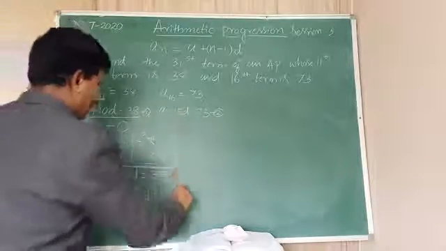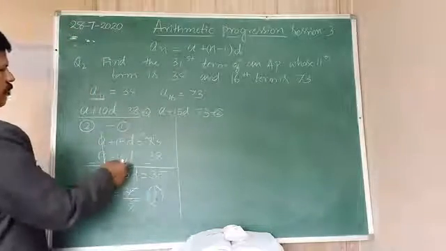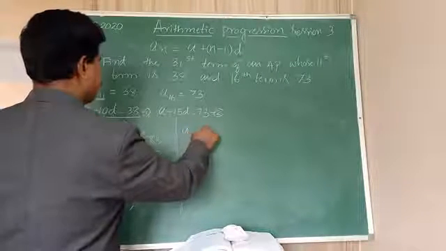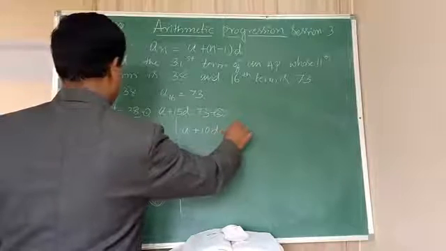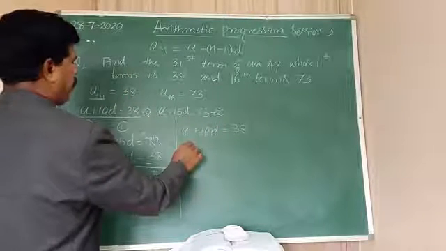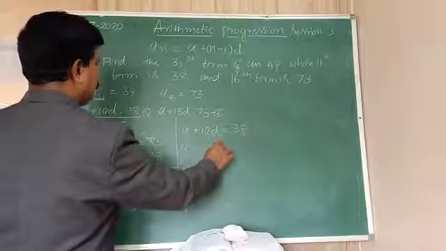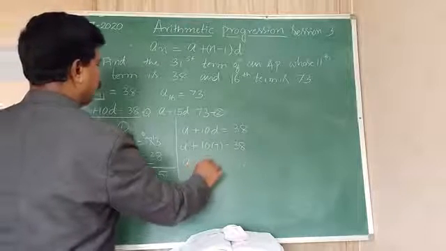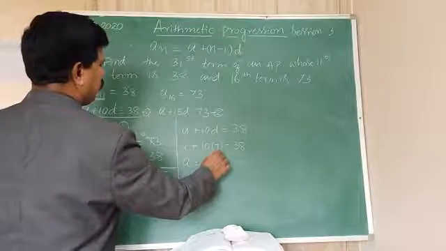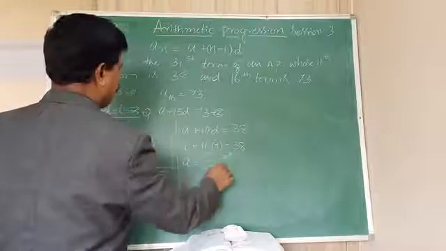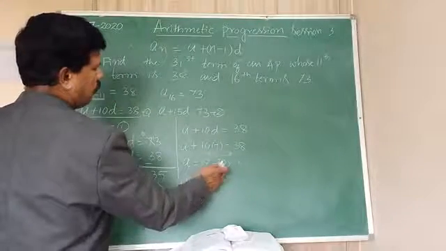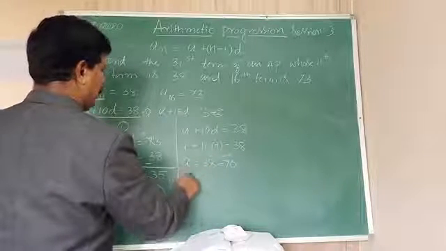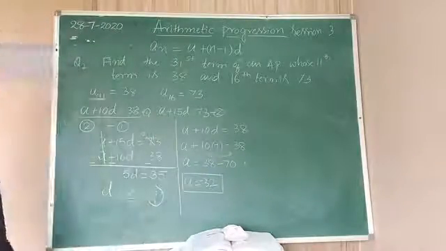Okay. Now substitute D value 7 in any one of these equations. I am taking this A plus 10D equals 38. Now A plus 10 into 7 equals 38. Then A is equal to 38, and here is 70. Shifting to that side, minus 70. Then A is equal to 38 minus 70, which is minus 32. A value is minus 32.